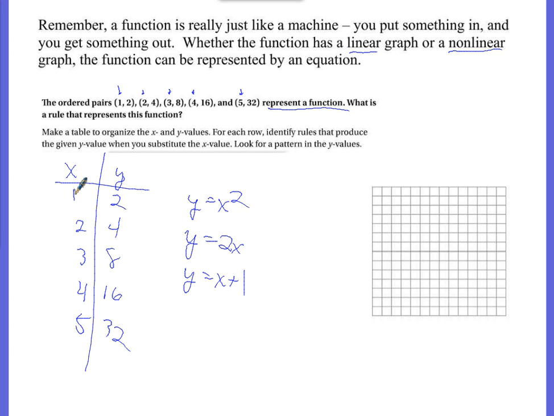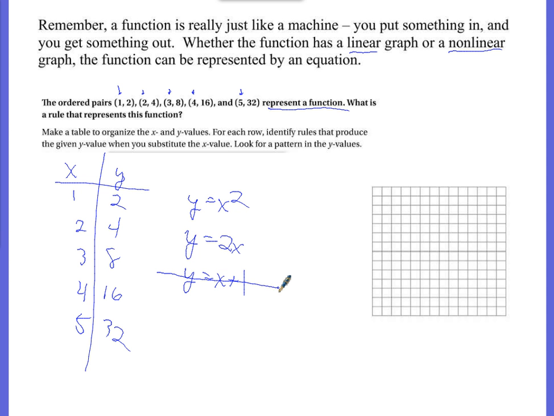So now we want to go on to the next one and see if any of these equations still work. So if I have x is 2, if I plug it into this top one here, do I get 4? Yes. So this one still could be right. If I plug 2 into this one, do I get 4? Yes. So this one still could be right. If I plug 2 into this one, do I get 4? No. So that one cannot be right.